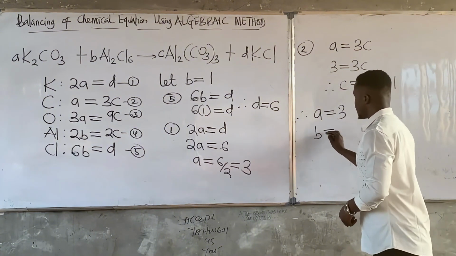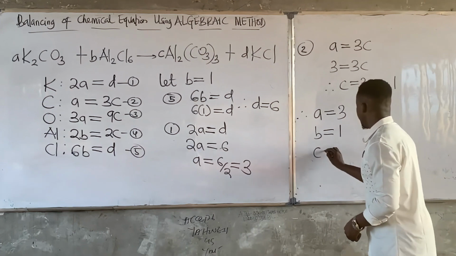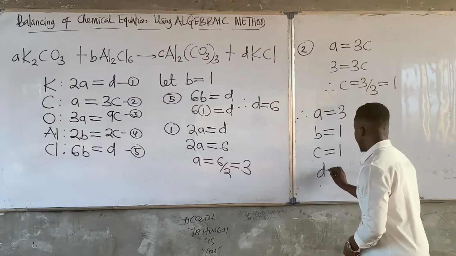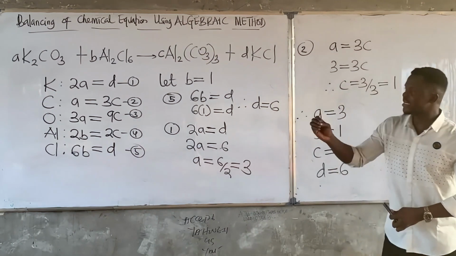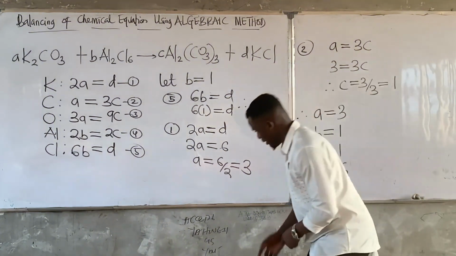Our B is equal to 1. Our C is equal to 1. And our D is equal to 6. We've gotten the coefficients. So let's move ahead to substitute all of this into the equation.